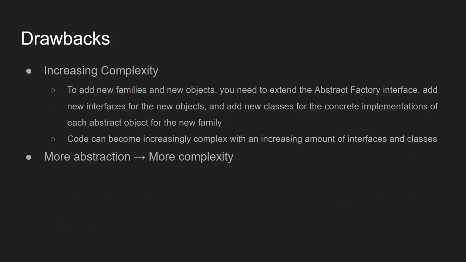The big drawback with implementing the abstract factory pattern is how easy it is for the complexity of the application to increase as the amount of abstraction increases. For each new family and new object added, the abstract factory interface needs to be extended, a new interface for the new object needs to be created, and new classes for the concrete implementations of each abstract class for the new family, along with a concrete factory for those concrete classes, need to be created. As such, the code can become increasingly complex with an increasing amount of interfaces and classes.